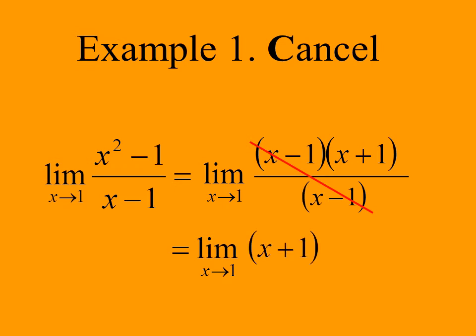This step is justified by the fact that we are now considering the limit of the new function x plus 1. But since this function differs from the old function, x squared minus 1 divided by x minus 1, only at x equals 1, the limit of the new function is the same as the limit of the old function. That is, the limits are the same, even though the functions are different.